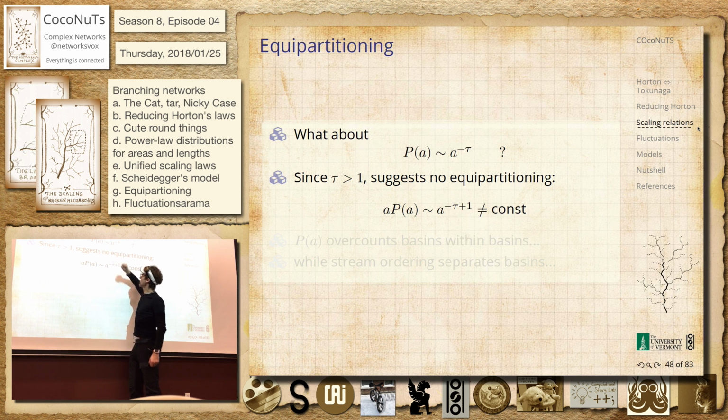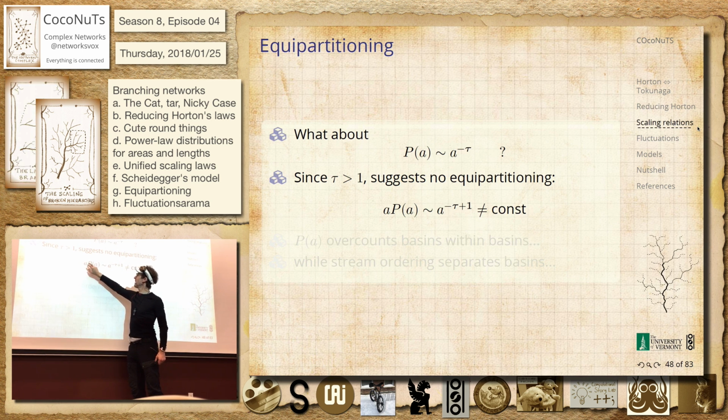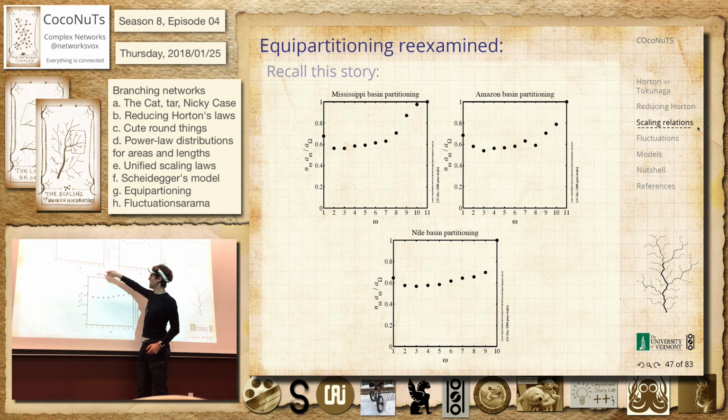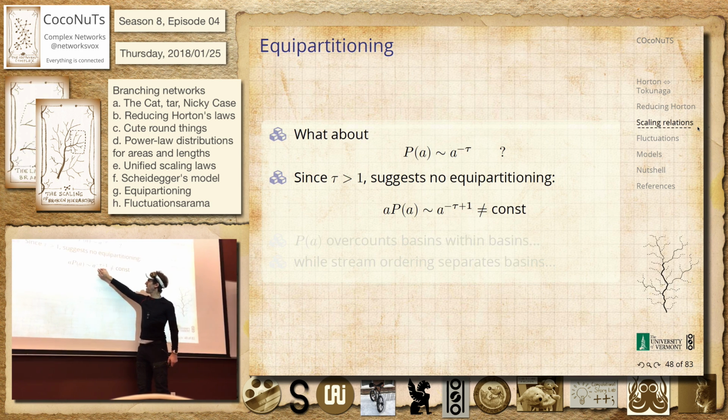So now we've got a to the minus tau. So think of this as counting, right? This is a number thing, we're counting. So if we multiply area times the probability, then this story suggests that we should get a constant, right? Because the number of basins of a particular area times their area seems to be roughly constant. But that's actually not true, right? When we look at the power law thing, because this is a to the minus tau plus 1.